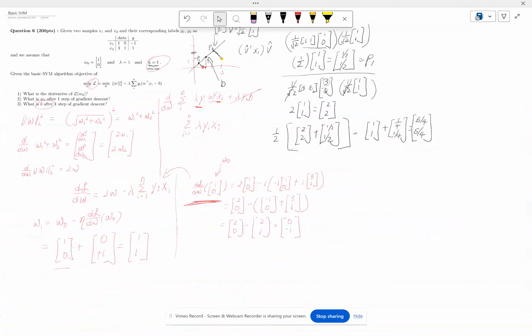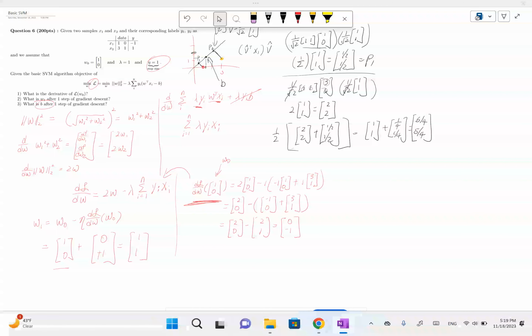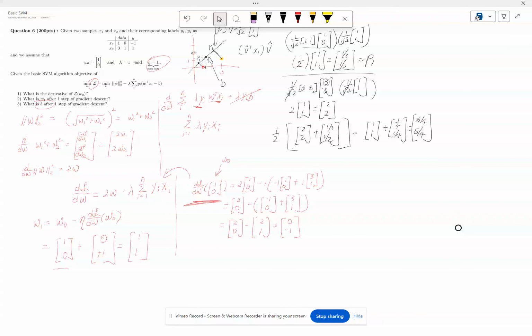I don't know how long it took. Do I have a timer? I don't have a timer. But it shouldn't take you more than 10 minutes. I did a lot of background derivation so you know how I would get them in the first place. But if you have the conclusion, you can essentially jump to the solution. So this is how you do this question. Hopefully you got it.